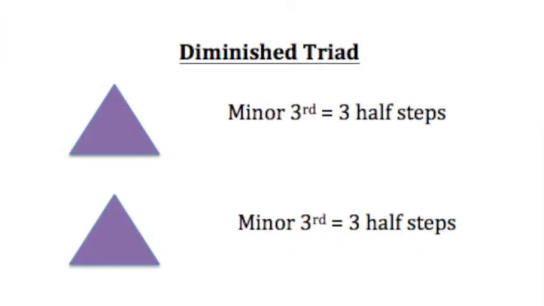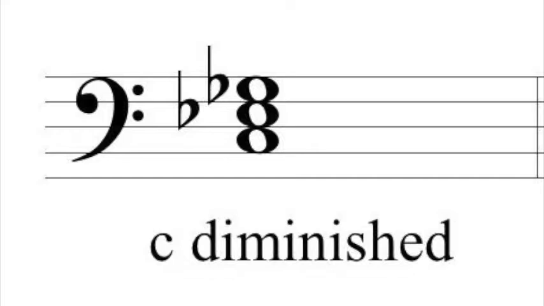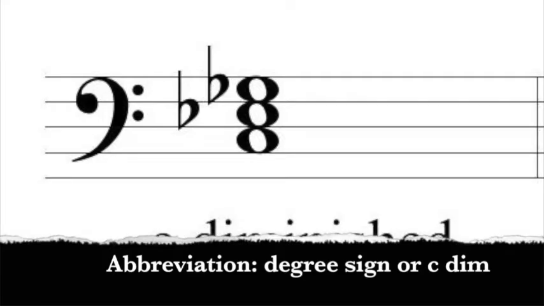The final type of triad is the diminished triad. This comprises 2 minor thirds, so 2 intervals of 3 half steps written as thirds. An example of this is the C diminished chord, C diminished triad. Those terms are interchangeable. This comprises a C, and then you go up 3 half steps to the E flat, and then from E flat you're going to go up 3 more half steps to G flat. The abbreviation for a diminished triad is the letter name with the degree sign, or just C dim.